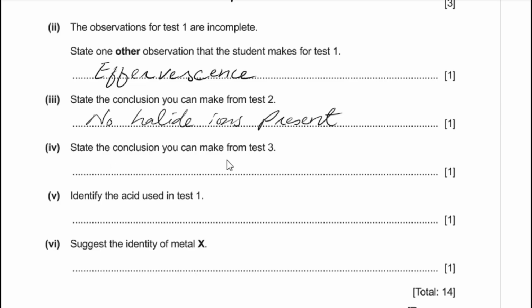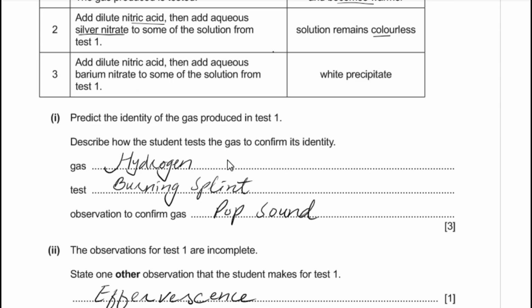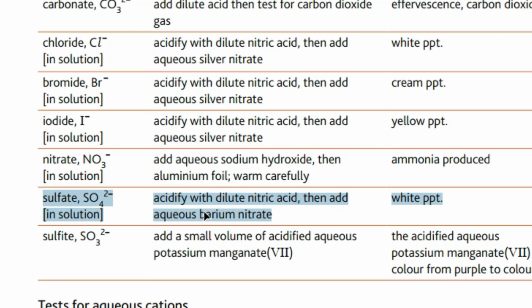State the conclusion you make from test 3. Dilute nitric acid and aqueous barium nitrate are used to test for sulfate ions. A white precipitate confirms the presence of sulfate ions. You can check it from the sulfate ions test given in the datasheet. When a sample is acidified with dilute nitric acid, then barium nitrate is added, a white precipitate would form if sulfate ions are present.